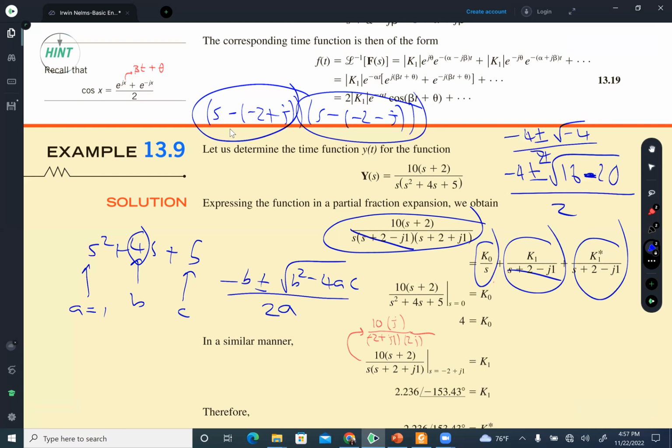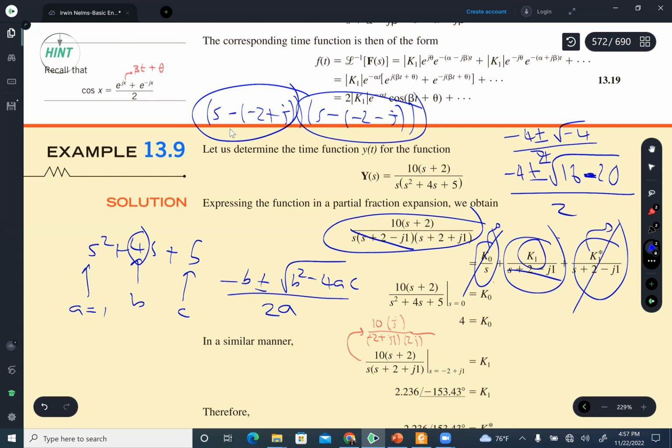Then I'm going to substitute S equals minus 2 plus J. If I plug in S equal to minus 2 plus J, remember this one has S plus 2 minus J, and this one also, so these are going to go to 0. So only K1 will remain. In other words, it's exactly the same thing as we did before, except the thing we need to multiply with and the number that we need to substitute is going to be complex valued.